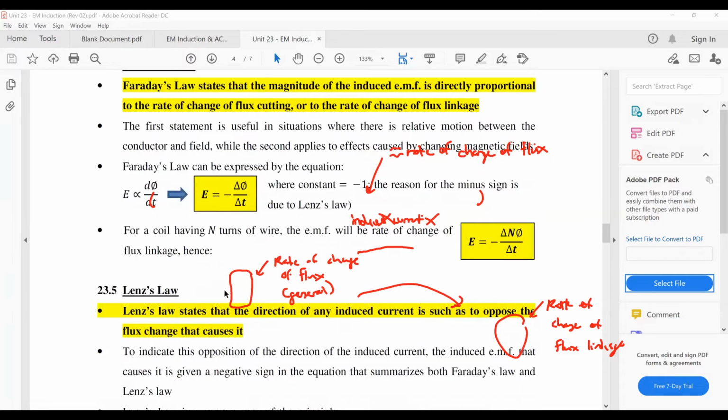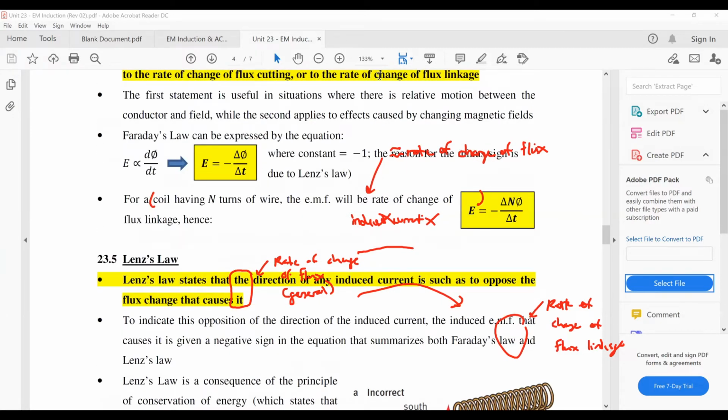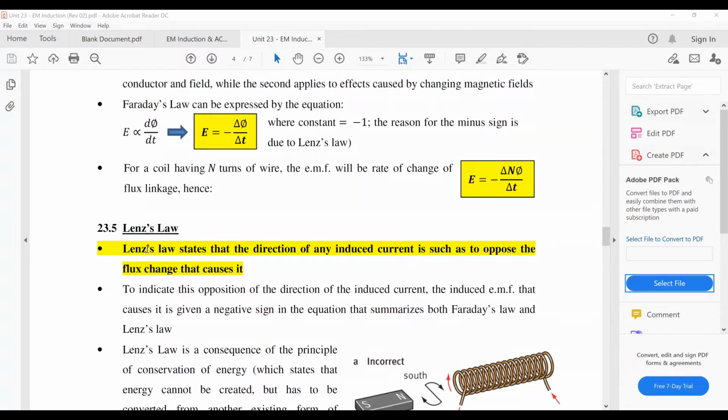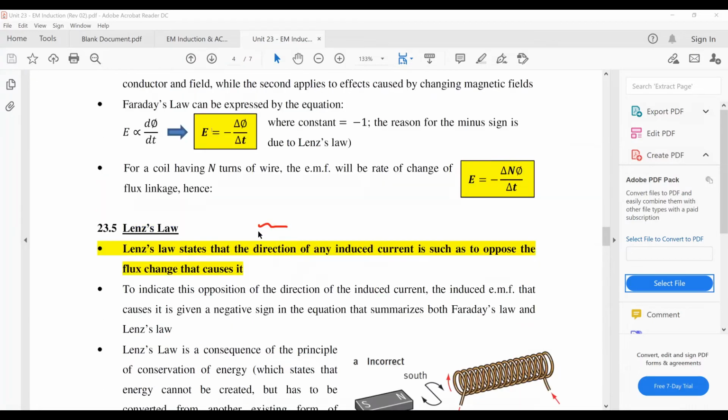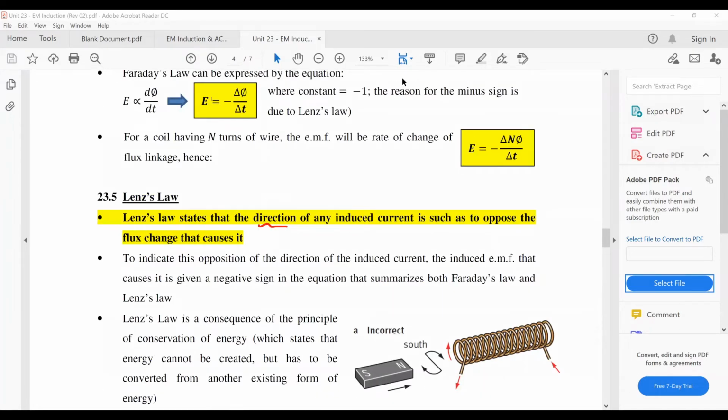That's all. If you want to talk about the direction of your induced EMF, or specifically the direction of your induced current, your Lenz's law will tell you that. Lenz's law will tell you the direction of induced current. Okay? It tells you that the direction of induced current is always such as to oppose the flux change that causes it. So this one will tell you the direction of your induced current.